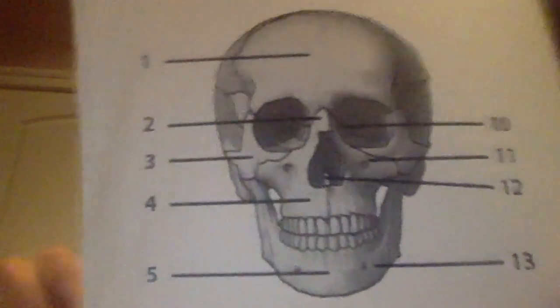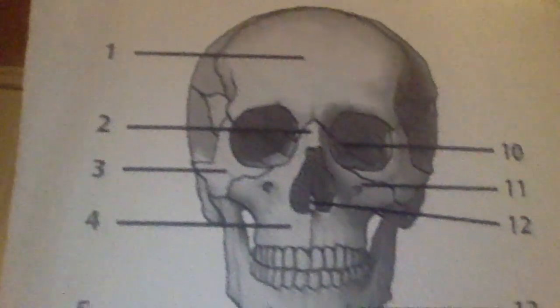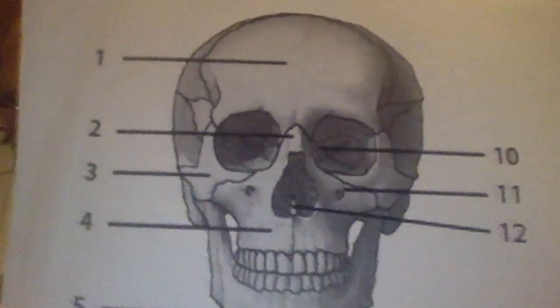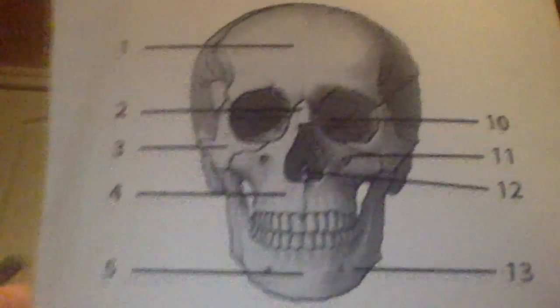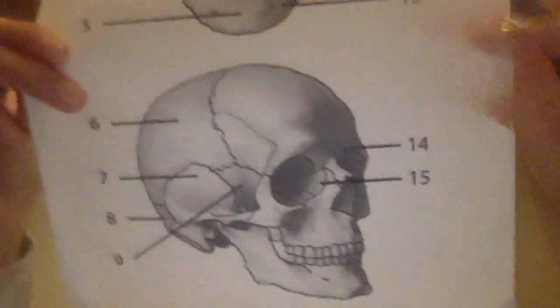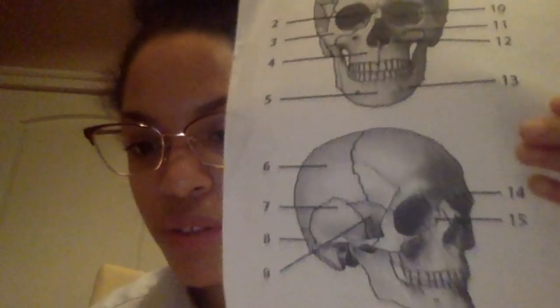Moving back up to number 10. Number 10 is the ethmoid. Number 11 is the infraorbital foramen. Number 12 is the vomer. Number 14 is the supraorbital foramen. And number 15 is the lacrimal bone.